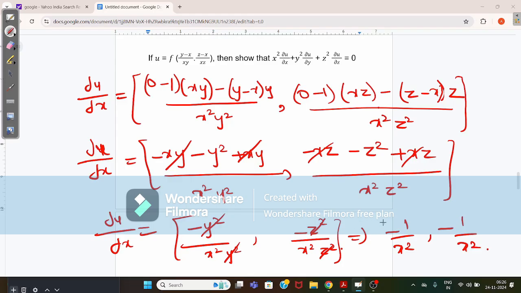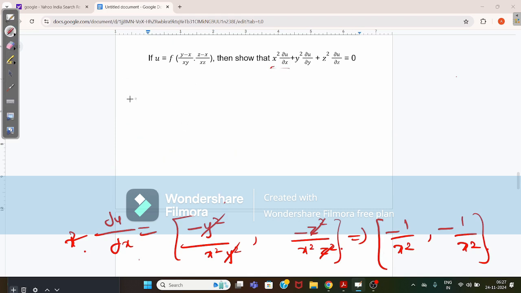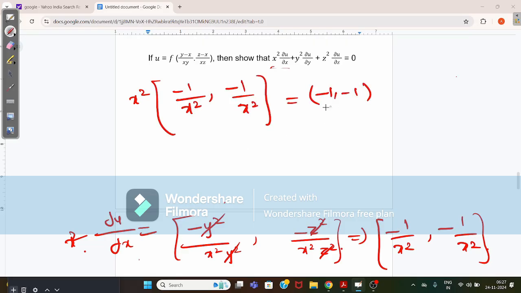Now we have to calculate x square dou u by dou x. Okay, this value we have to calculate. When you multiply x square to this minus 1 by x square, minus 1 by x square, you get the value here minus 1 comma minus 1. Okay, so this is the value of x square dou u by dou x. So x square dou u by dou x gives the value here minus 1 comma minus 1.